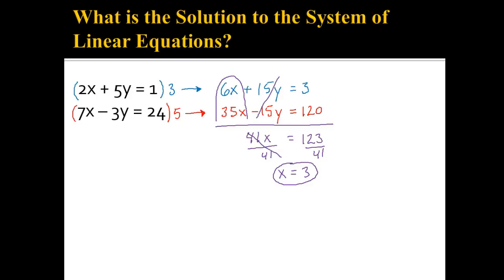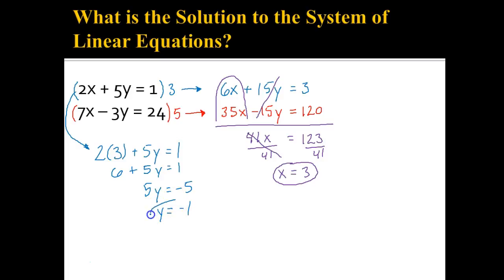I'll go ahead and use that first equation again. We can use either equation for this second step. I'll just take that first equation as it was originally written. So 2 times x plus 5 times y equals 1. And for the x I'm going to use what I now know x equals, which is 3. 2 times 3 is 6, plus 5y equals 1. Subtract 6 from both sides, I get 5y equals negative 5. Divide both sides by 5, I get y equals negative 1.